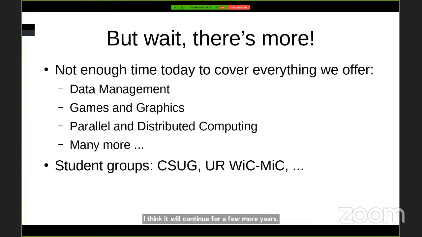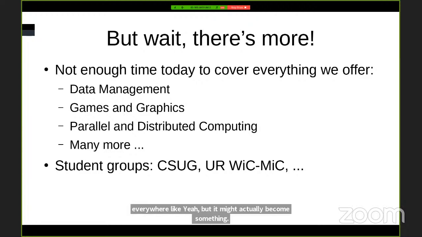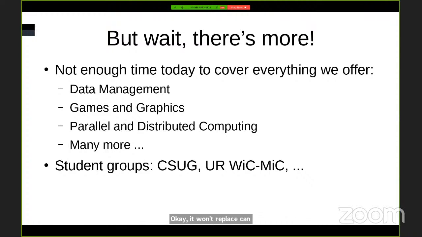We do have a lot of enthusiasm for quantum computing that's coming up, but this enthusiasm is very much in the research world and just about making it to cutting edge industries. So it's not everywhere like AI, but it might actually become something maybe 5 years down the line. Okay, it won't replace conventional computing, but it will give us new tools to tackle old problems.